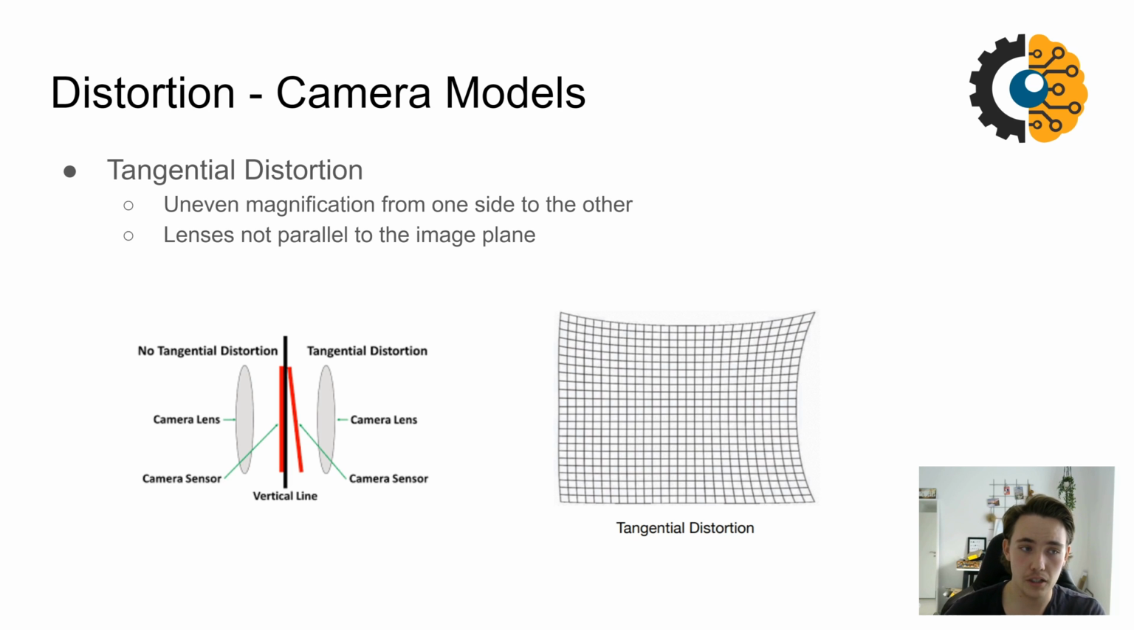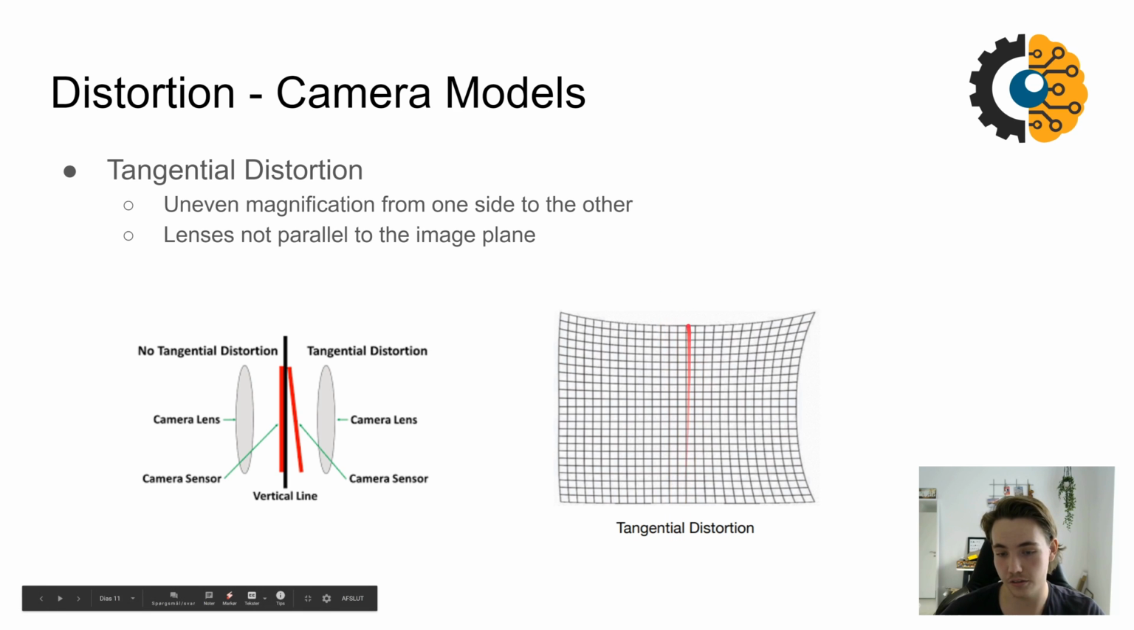We also talked about tangential distortion, which is an uneven magnification from one side to the other. We can see down here to the right that the magnification from one side to the other is uneven. So it's not like barrel distortion, where it was symmetric around the center, the optical center.